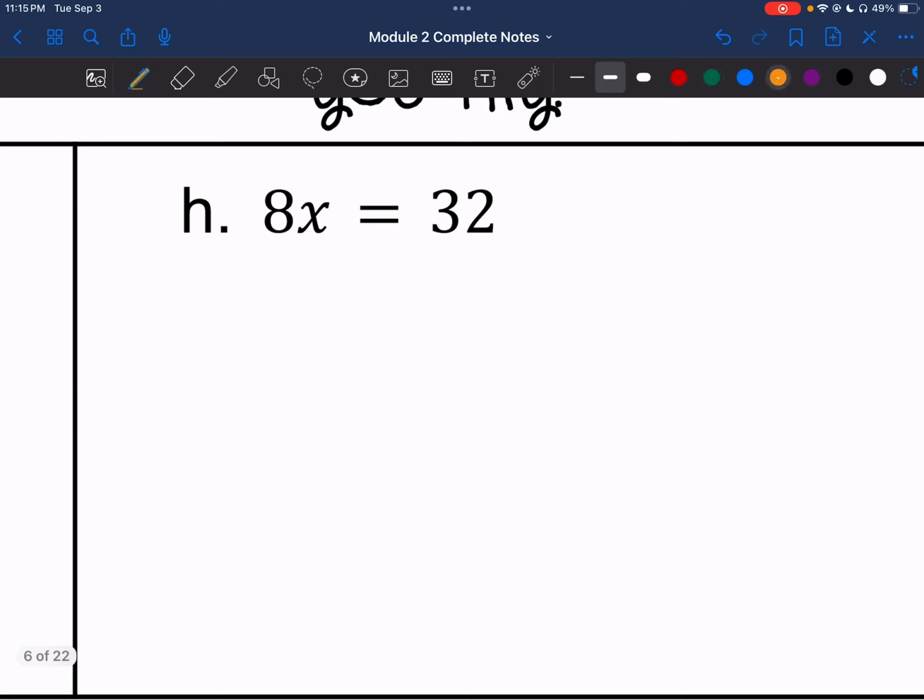All right, letter H. We have 8x is equal to 32. We're going to divide both sides of my equation by 8, and we get that x is equal to 4.